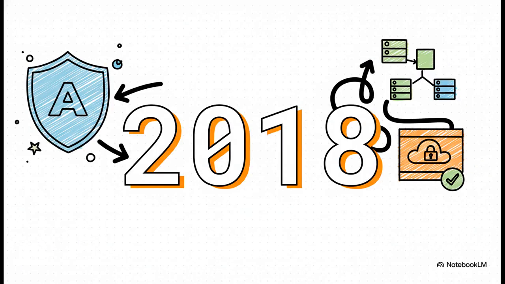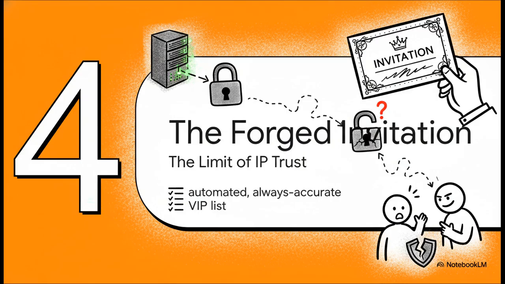And just so you know, this isn't some brand new experimental feature. Azure rolled this out way back in 2018 to solve this exact headache. It lets you create these simple, easy-to-read rules like, hey, allow all traffic from Azure storage, and you never have to know or manage a single one of the IP addresses behind it. Okay, so we've got an automated, always accurate VIP list. We should be totally safe, right?